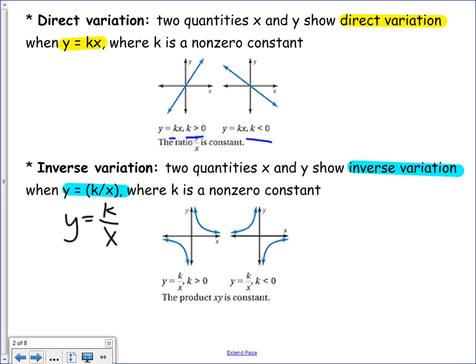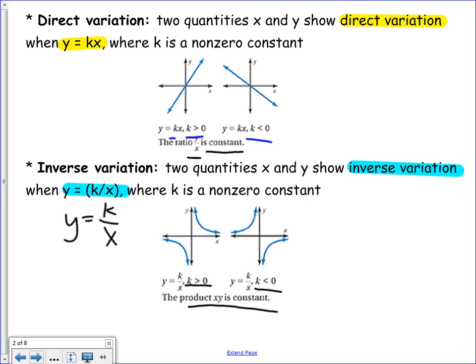So that's how we get this neat looking graph that has two curves in opposite situations. When k is a positive value, your curve is here in the first and third quadrants. When k is a negative value, your curves are outward in the second and fourth quadrants. To know whether two quantities show an inverse variation, the product of them will be constant. So for direct variation, the quotient is constant, and for inverse, the product is constant.